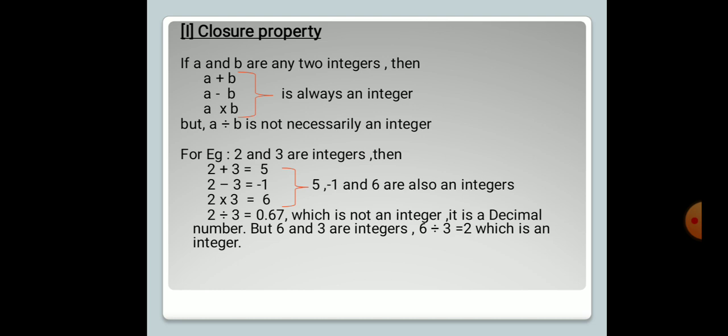So, in the case of division, a divided by b is not necessarily an integer. But in all other cases, addition, subtraction and multiplication of two integers, the answer is always an integer. Okay, that is closure property.